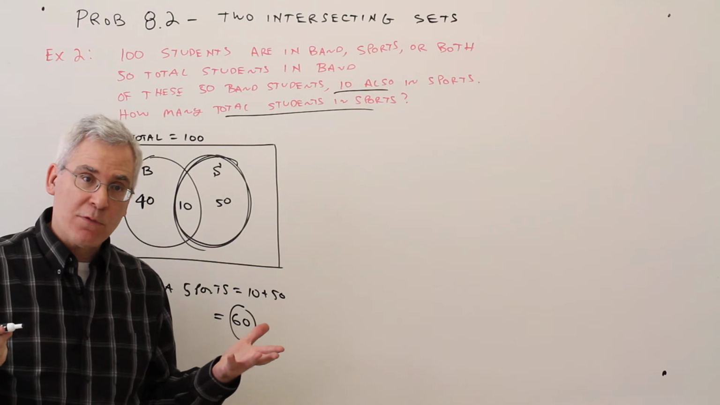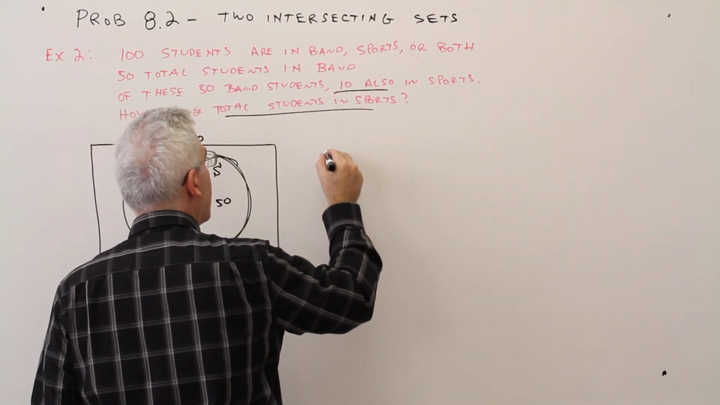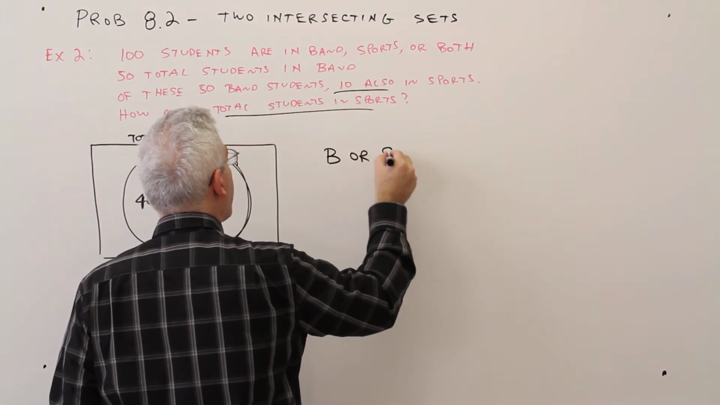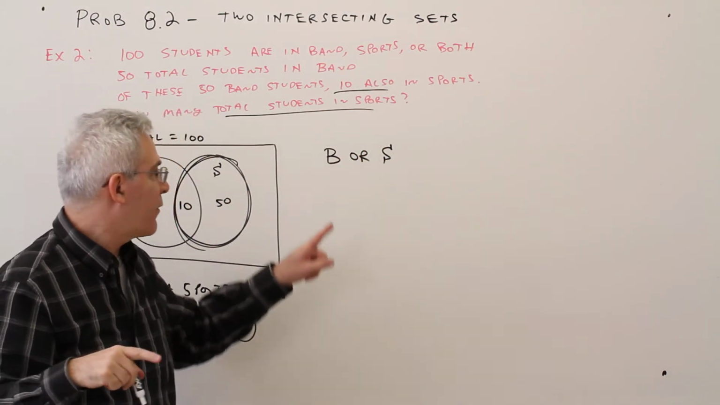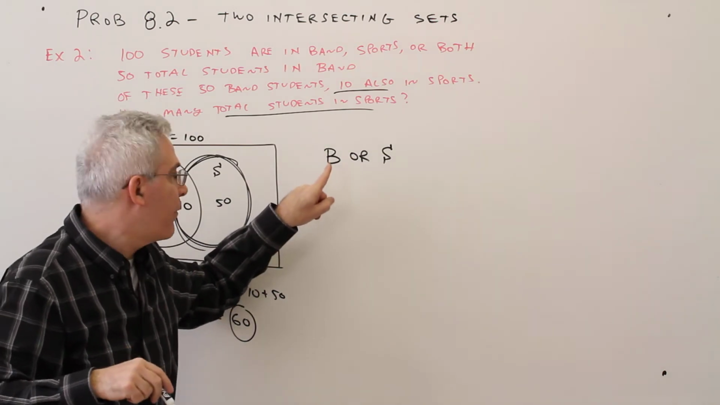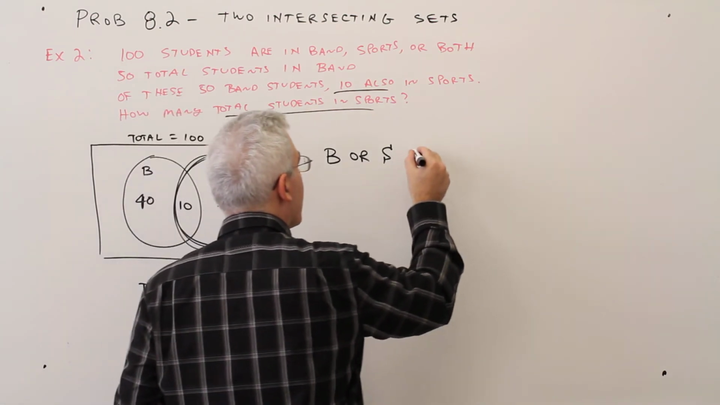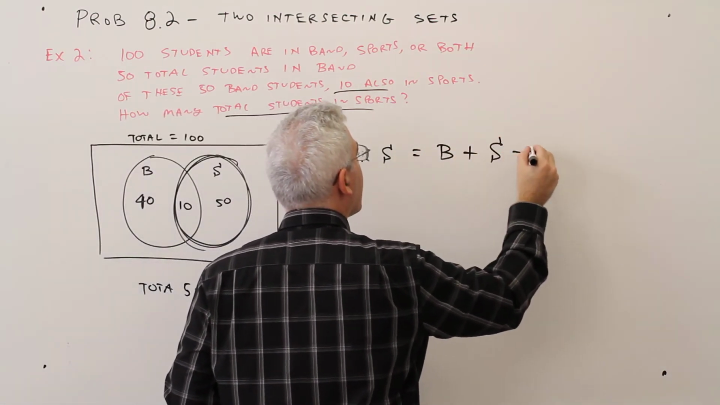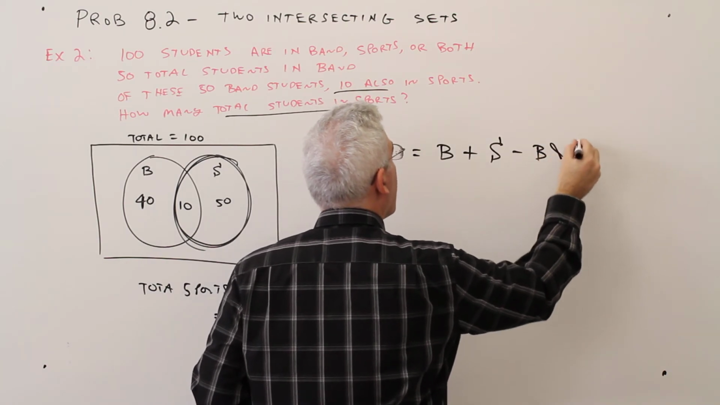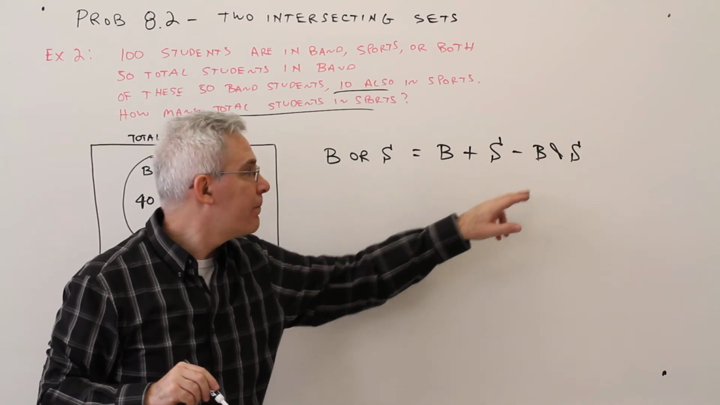Let me show you how to use the formula. I'm not going to use the number that are in band or sports, that just gets a little bit confusing. So when I put B or S, I mean the number of students in band or the number of students in sports, equals B plus S minus B and S. You add the two circles and subtract the football.